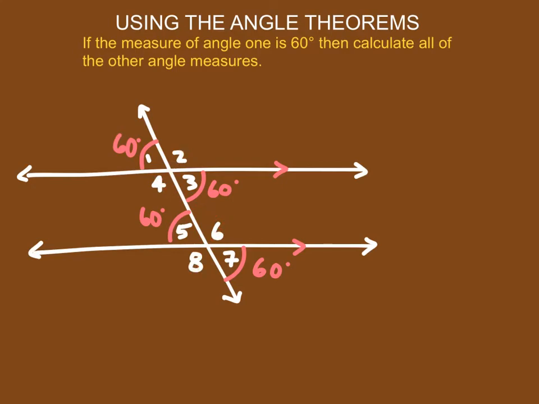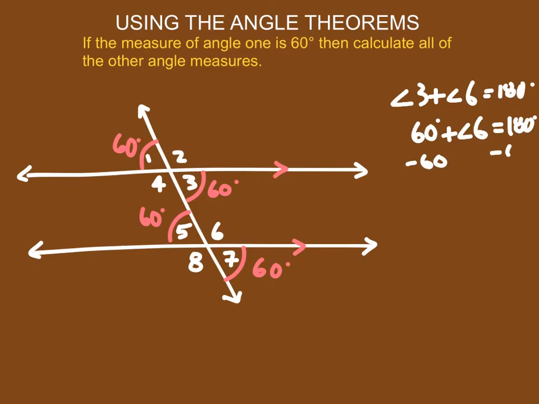Okay, we can use a number of things. We can use the fact that what we just talked about, that angles 3 and 6 added together give us 180 degrees. All right, so let's actually write that out, that angle 3 plus angle 6 equals 180 degrees. And if I know that angle 3 is 60 degrees, so 60 degrees plus angle 6 is equal to 180 degrees. If I subtract 60 from both sides, I get that angle 6 is equal to 120. Now, if you can do this without writing an equation, that's fine. I just prefer to do that. But here's what I know. Angle 6 is 120 degrees.